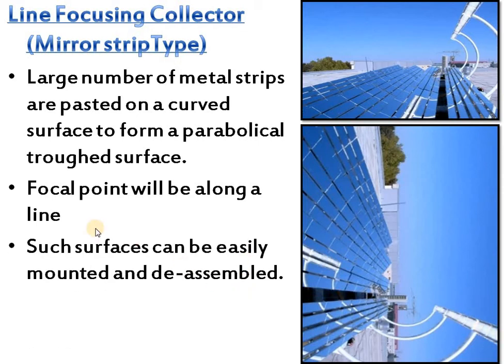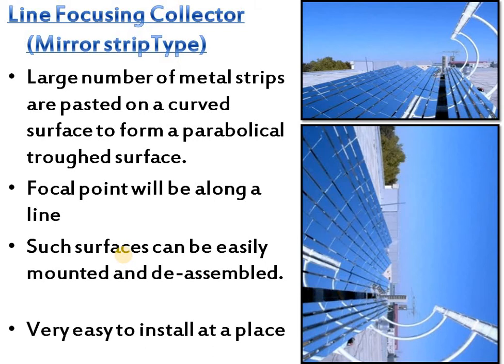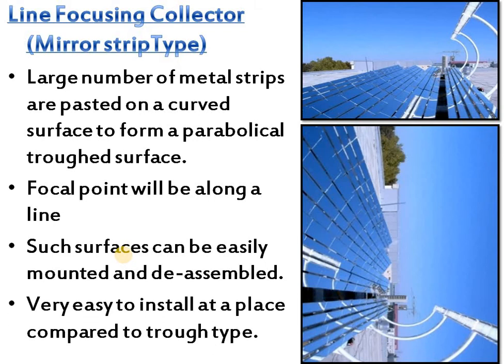And such surfaces can be easily mounted and disassembled. It is one of the main advantages of mirror strip type collectors compared to trough type collectors. And yes, it is very easy to install at a place compared to trough type. That is the advantage. So nowadays, because of this reason, mostly people prefer to have mirror strip type collectors.